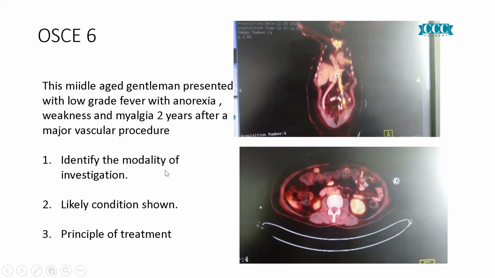So this is a positron emission tomography scan. The likely condition is that of a graft infection. The principle of treatment is to revascularize the distal organ and explant the implanted prosthesis under general anesthesia. Okay.